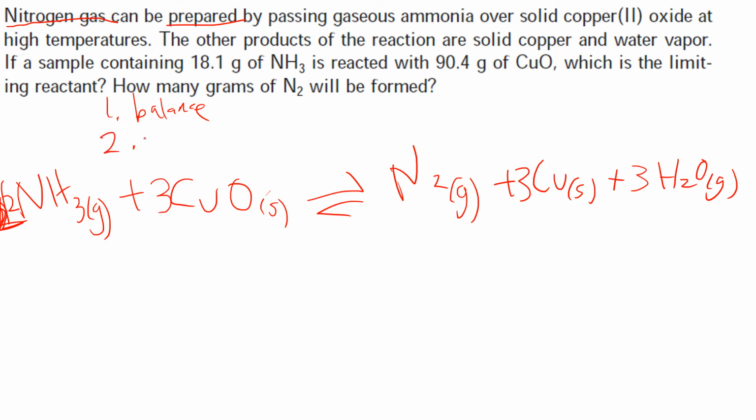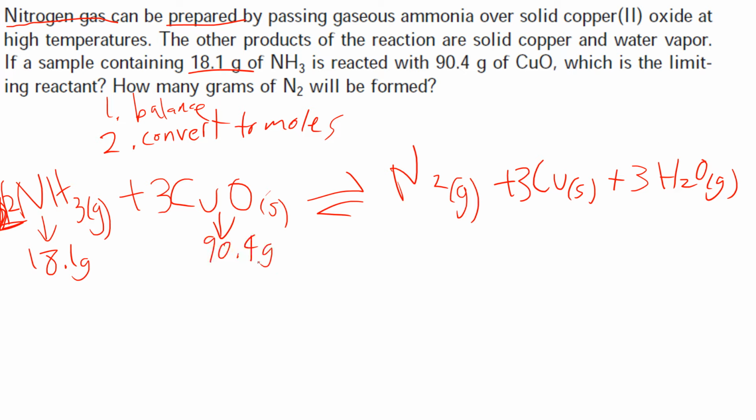The second step is to convert to moles. Anytime you're dealing with a stoichiometry question, you always have to convert to moles. That's always. So we have 18.1 grams of ammonia and 90.4 grams of copper oxide. Okay, so we have to convert both of these to moles. Why do we need to do that?